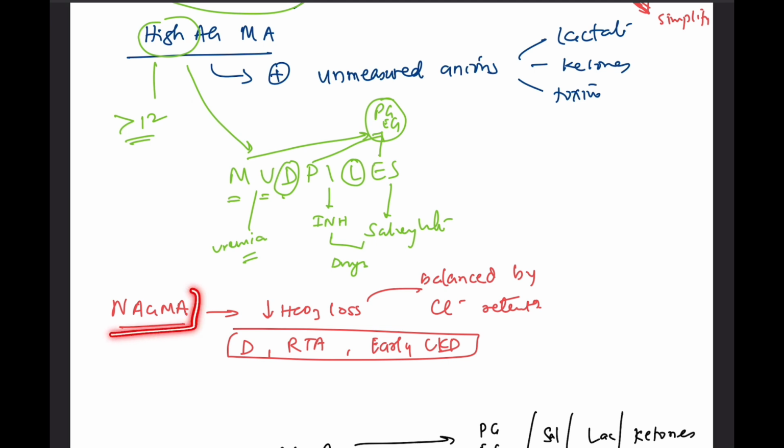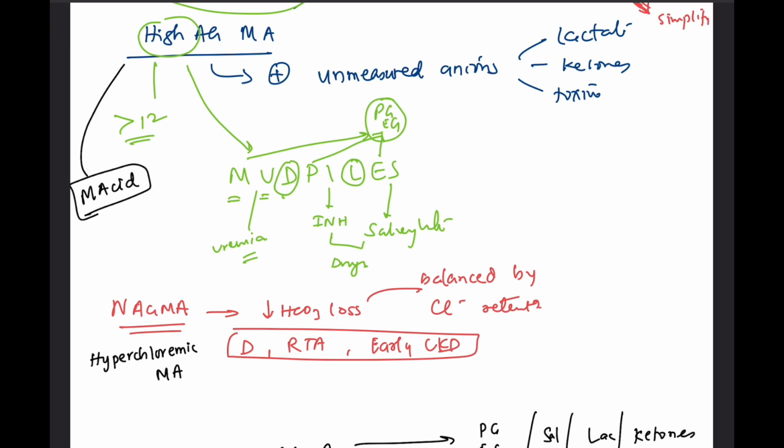So okay, what is the normal anion gap? It is 8 to 12, as we know. Now normal anion gap is also known as hyperchloremic metabolic acidosis. So these are all metabolic acidosis, right? Metabolic acidosis, there are two kinds: high anion gap and normal anion gap metabolic acidosis.